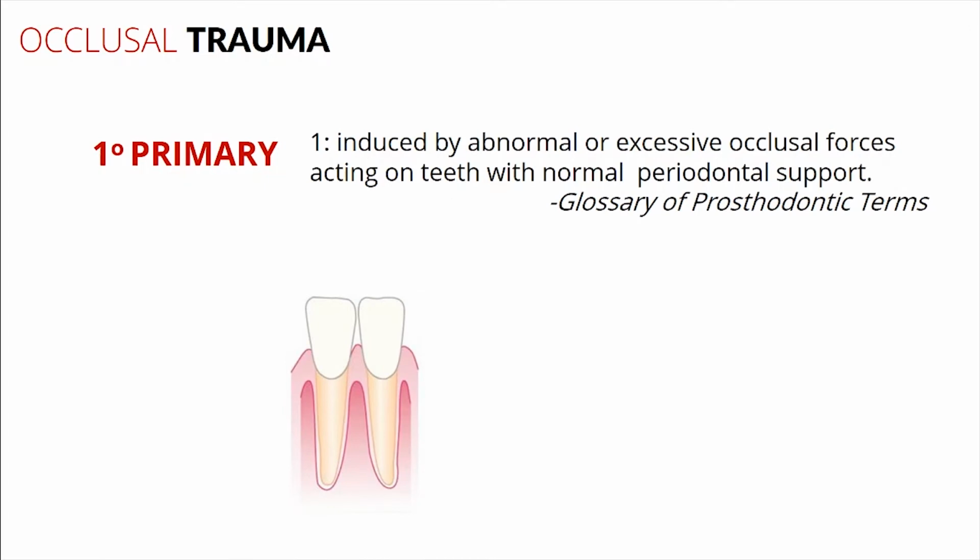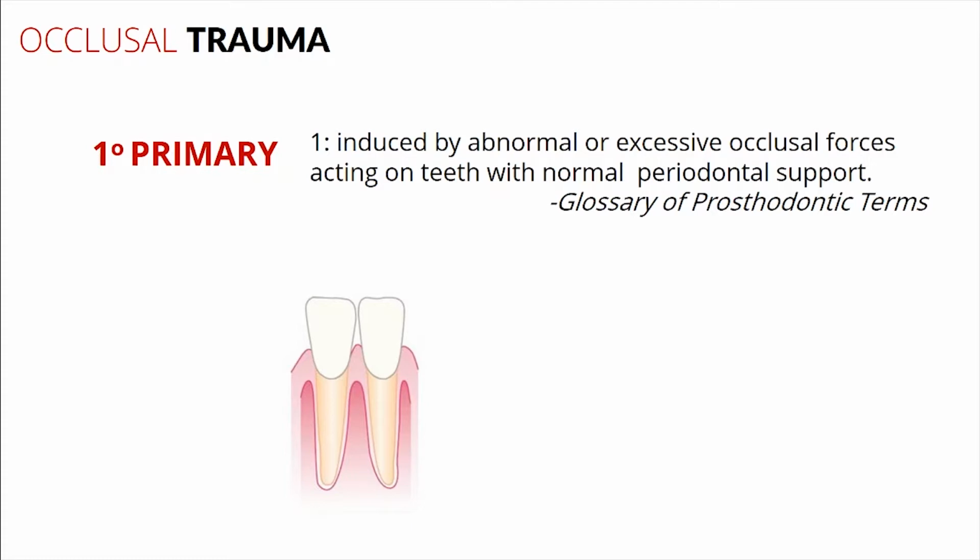Okay. So occlusal trauma we're going to split up into two categories, and the first one we're going to call primary. So the idea of primary occlusal trauma is that it's induced by abnormal or excessive occlusal forces acting on teeth with a normal periodontal support.